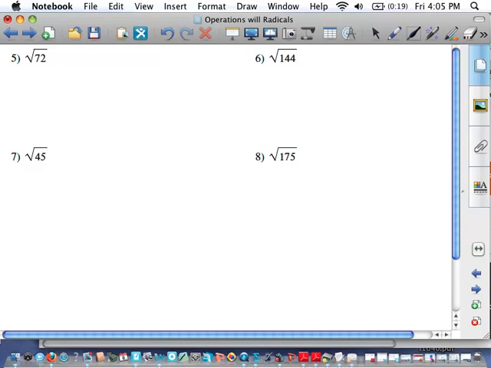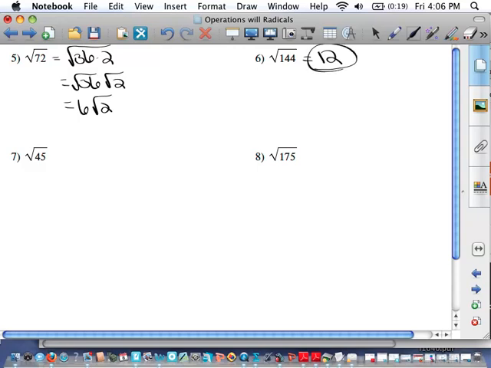I think I have the whole first page of that review packet I gave you. 72, so if I take 72 divided by 2, that becomes the square root of 36 times 2. Square root of 36 times the square root of 2 becomes 6 square root of 2. Now, as soon as I look at 6, I recognize that's a perfect square. The square root of 144 is 12. So some of these you might be able to just put in your calculator and get that perfect square.